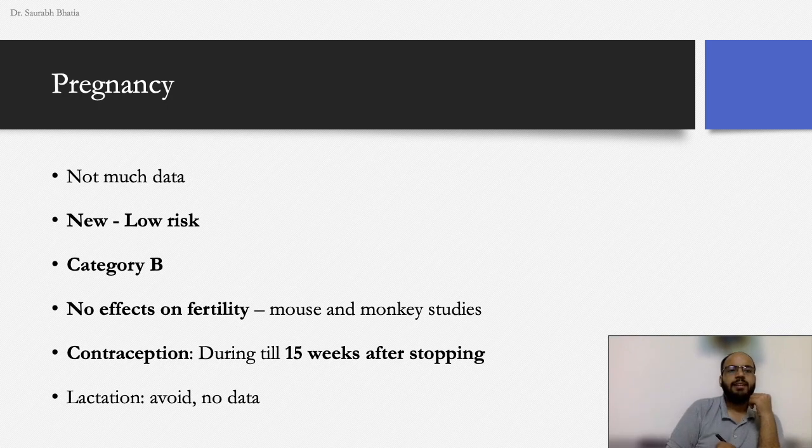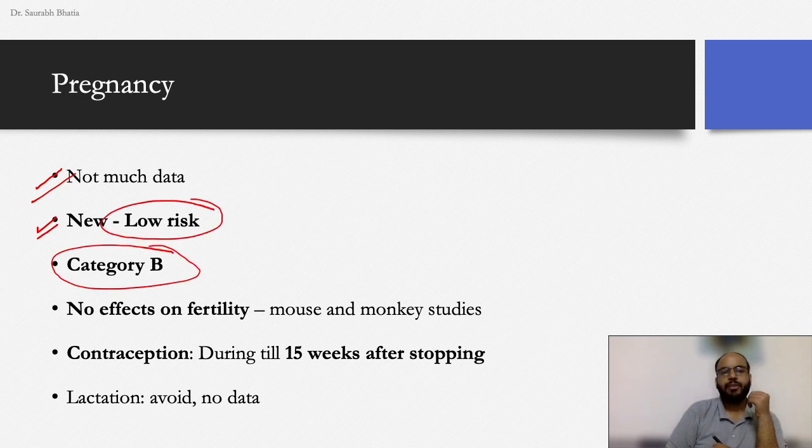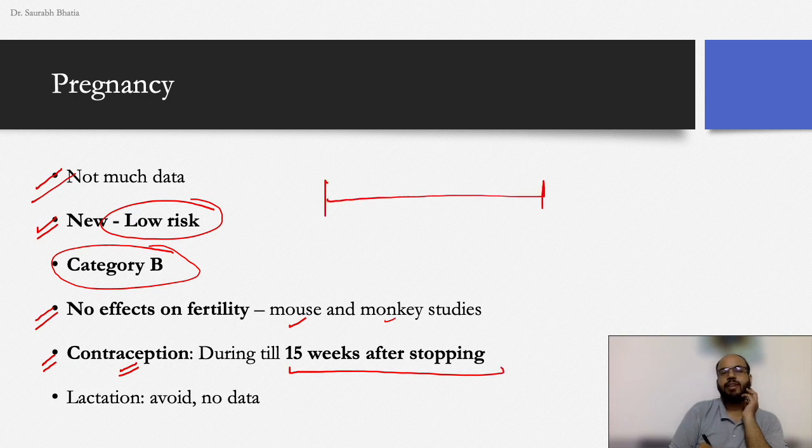In pregnancy, there is not much data about using ustekinumab. However, the newer categories say that it is low risk. The older category is B. No effects have been found on fertility in mouse and monkey studies. Of course, no human studies have been done. The product insert mentions that contraception has to be practiced for 15 weeks after stopping. That means if you give ustekinumab, you have to continue contraception for 15 weeks after stopping.